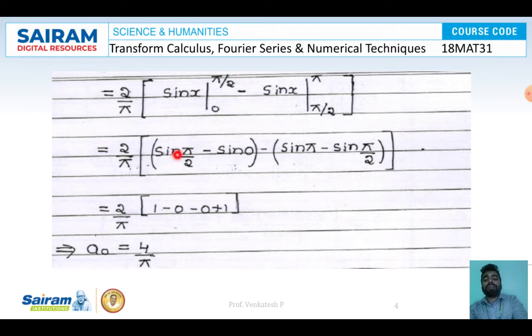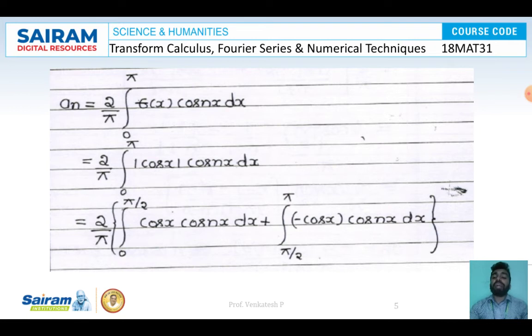Sin pi by 2 is 1. So we get 2 by pi into 1 minus 0, minus 0 minus 1. So we get 1 minus 0 minus 0 plus 1, which becomes 2. So the value of a naught will be equal to 4 divided by pi. Now we will find a n.